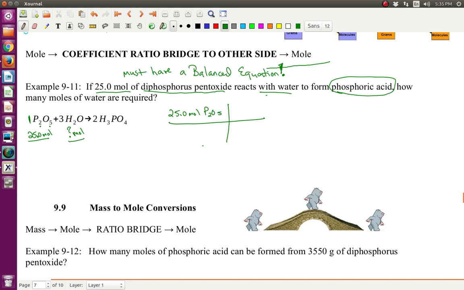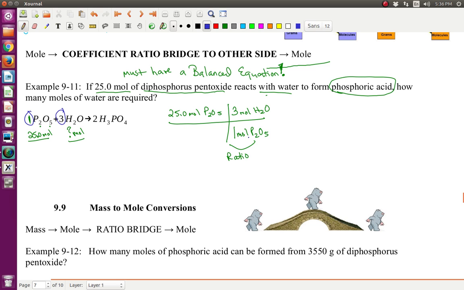So how many moles of water do I need? Well, I know that for every 1 mole, this is the ratio right here, the ratio bridge. For every 1 mole of diphosphorus pentoxide, I need to use 3 moles of water. This is where I get it from, right here.